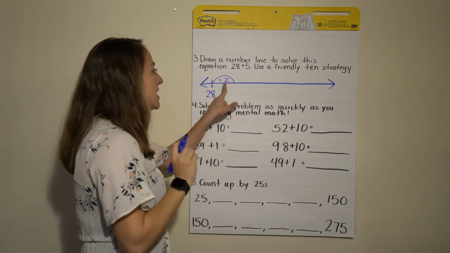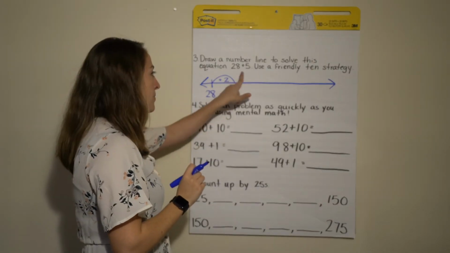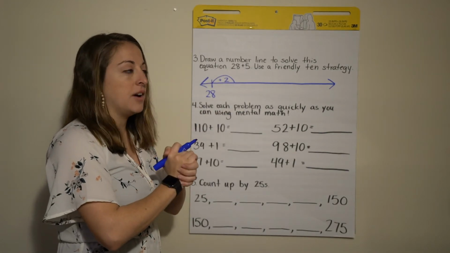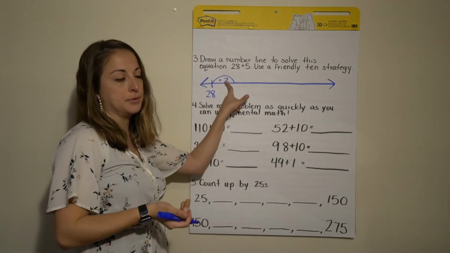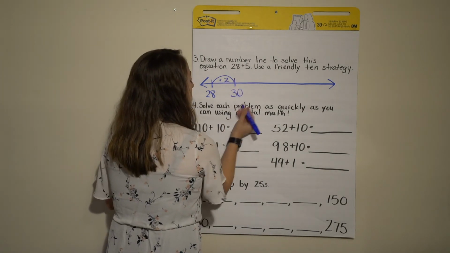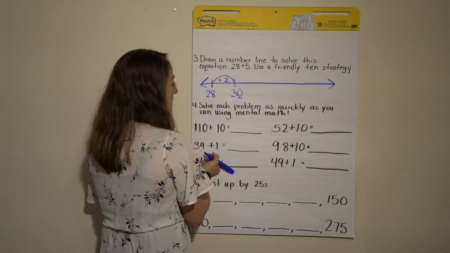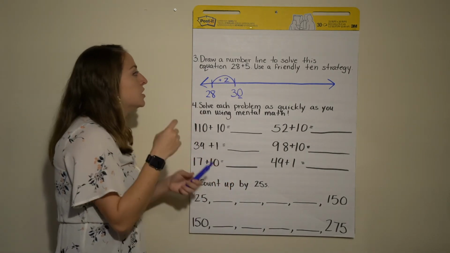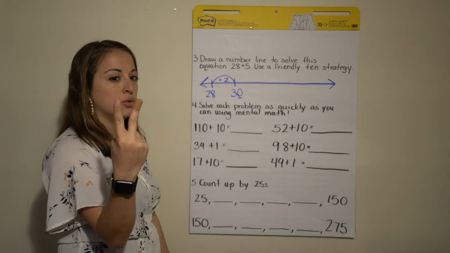And now I need to make sure I don't make too much of a hop that passes 5, because altogether I need to make a hop of 5. So far I only made a hop of 2, okay? So I got to my friendly number, 0 in the ones place. Now I need to finish my whole hop of 5. So I have a hop of 2.